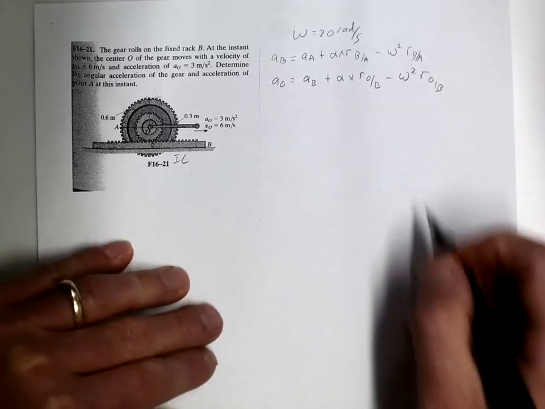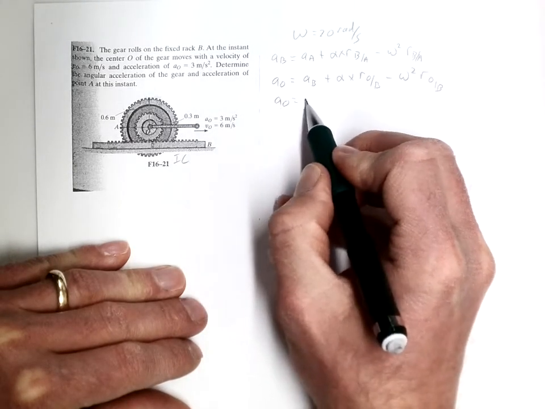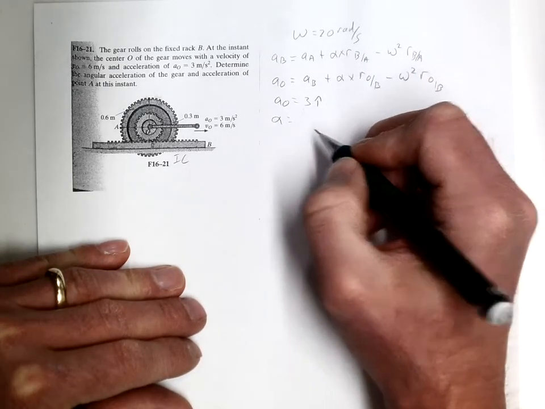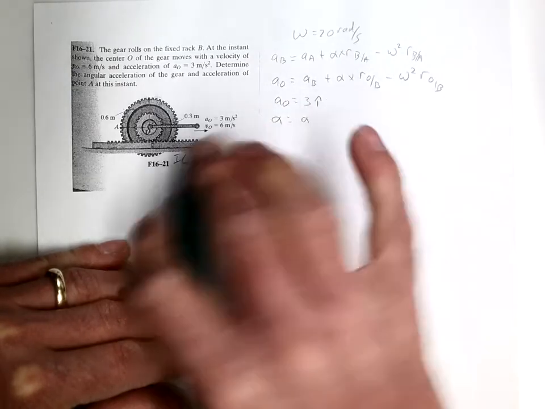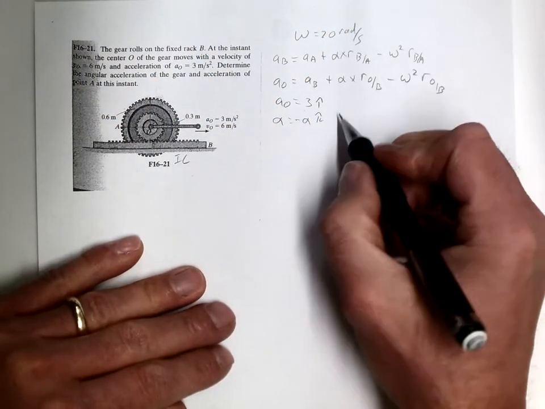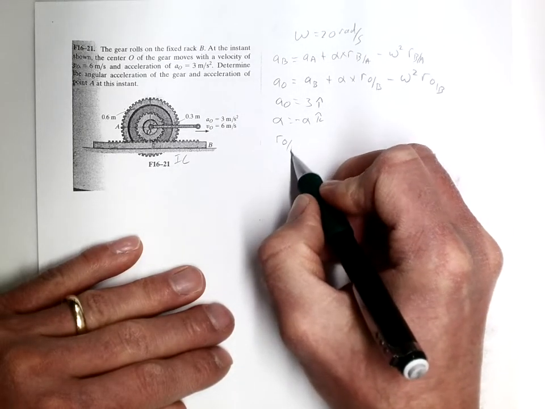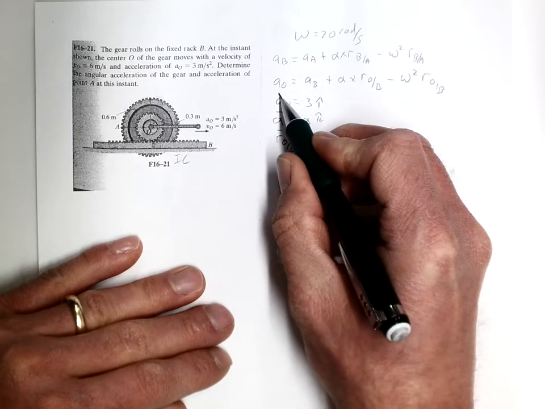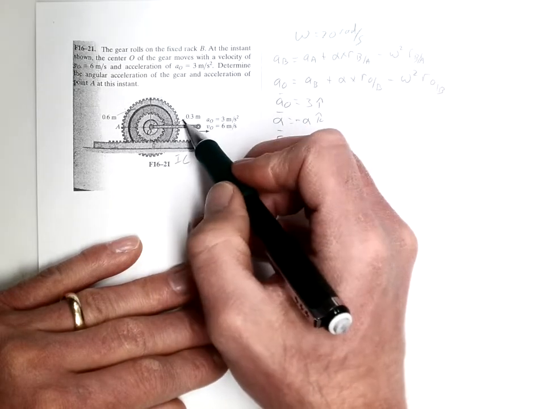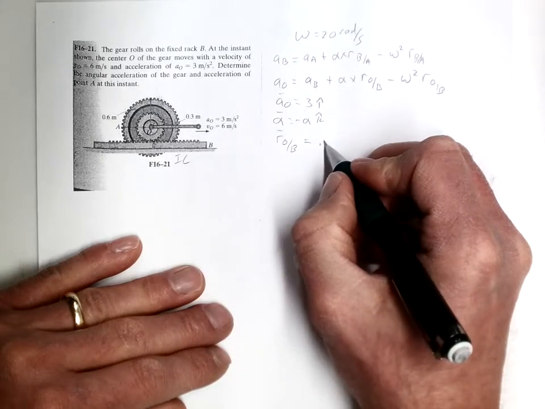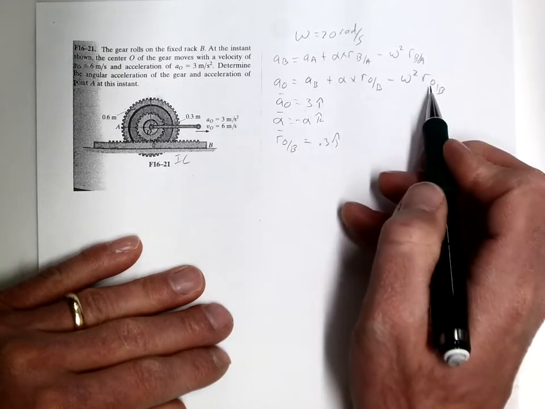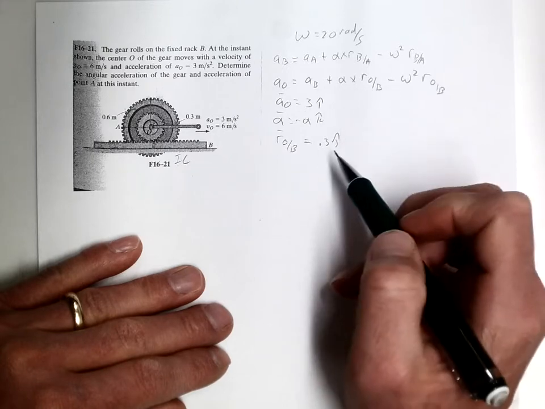So let's see, what do we know so far? AO equals 3 in the I direction. Alpha is equal to negative alpha in the K direction, just rotating that direction. ROB is, from here, we're going from B to O. So we're just going straight up 0.3, the radius of the inner gear. So 0.3 in the J. And omega we know is 20 radians per second, and ROB we know. So let's first solve for that cross product right there.